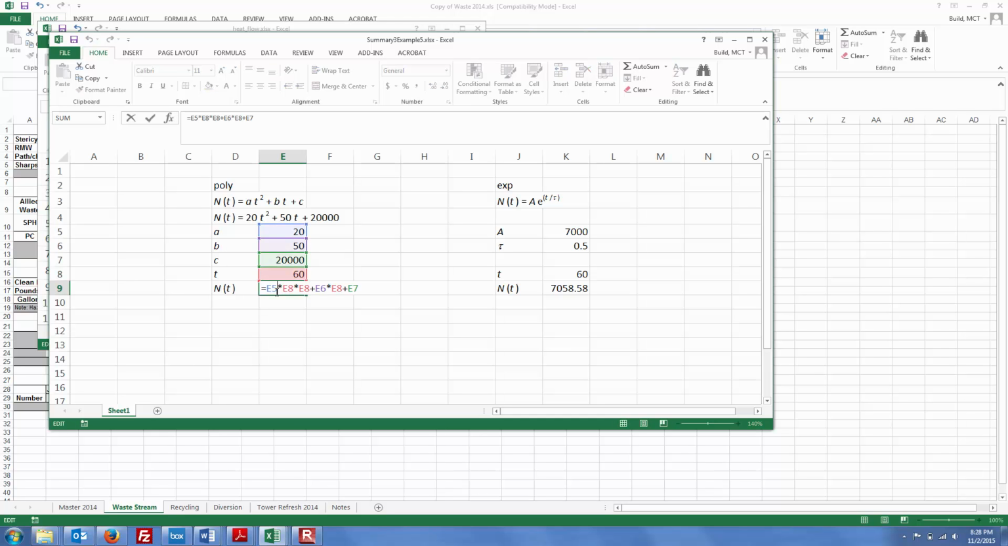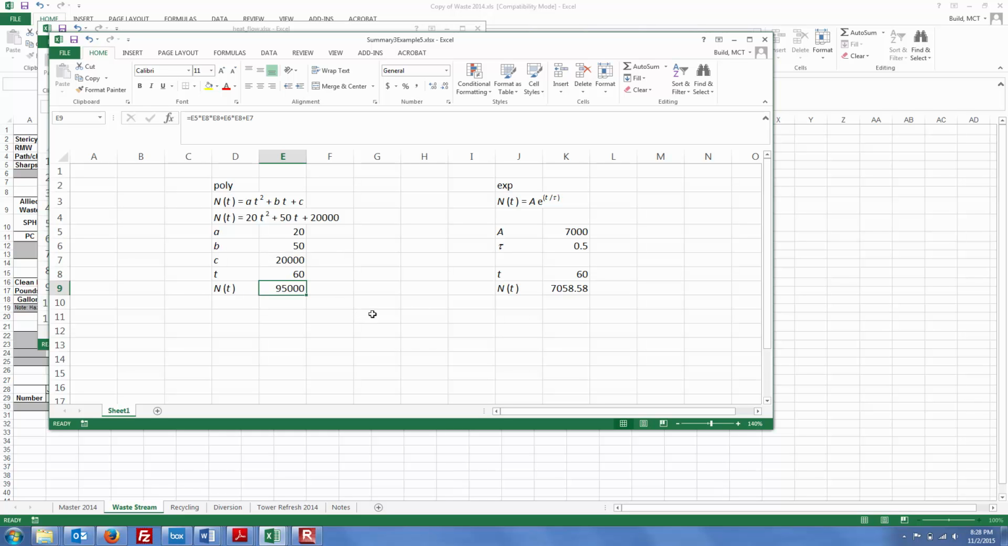The screen's not that great, but I've got E5, which is a, or 20, times E8 times E8, so that's t squared, which is 60, plus E6, that's b, times E8, which is t, plus E7, which is c. So that's your polynomial function. And then you'll have that number, and then you can plot it on your final plot.